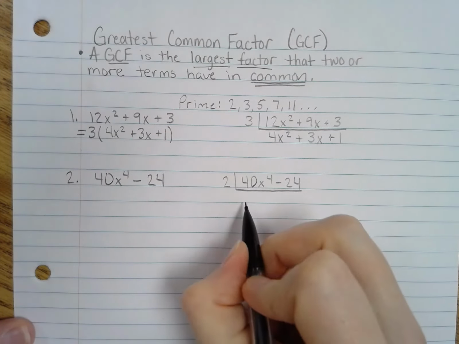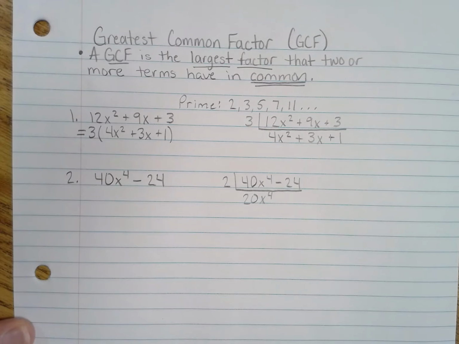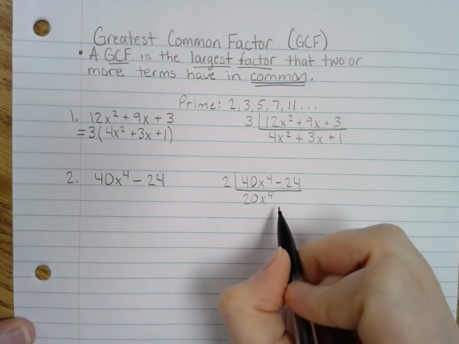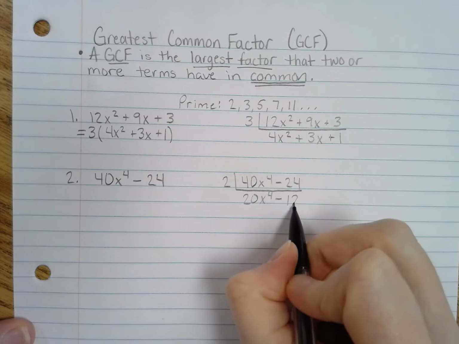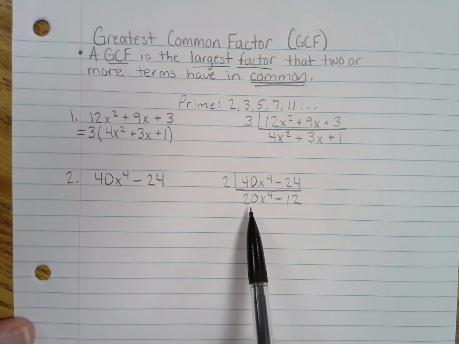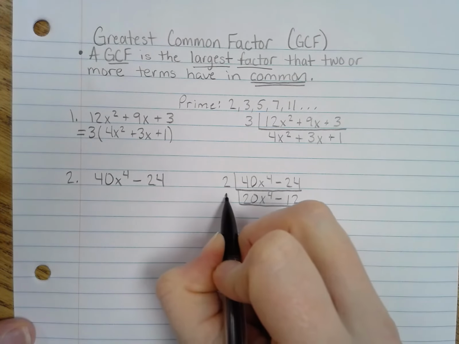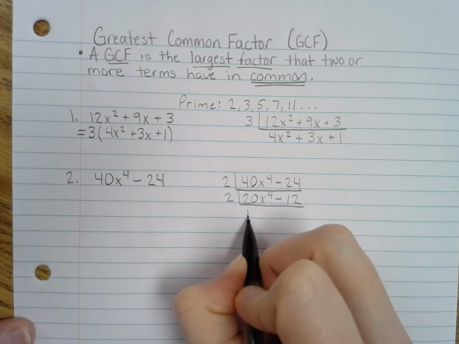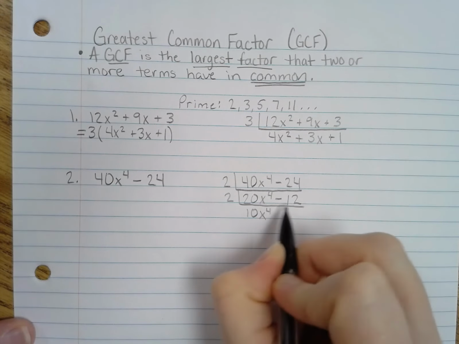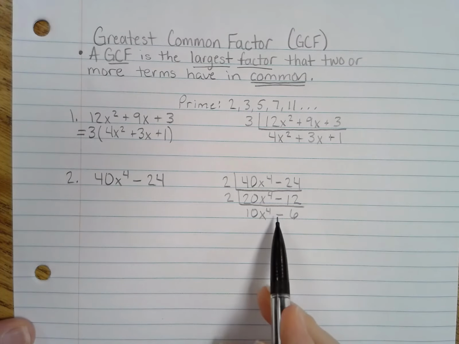2 goes into 40 20 times. Of course, bring down your x to the 4th. 2 goes into 24 12 times. Of course, keeping the sign in between those terms. We can continue to divide by primes. We're not done just yet. 20 and 12 can be divided by another 2. So 2 into 20 is 10. 2 into 12 is 6. Of course, keeping your variable and keeping your signs.